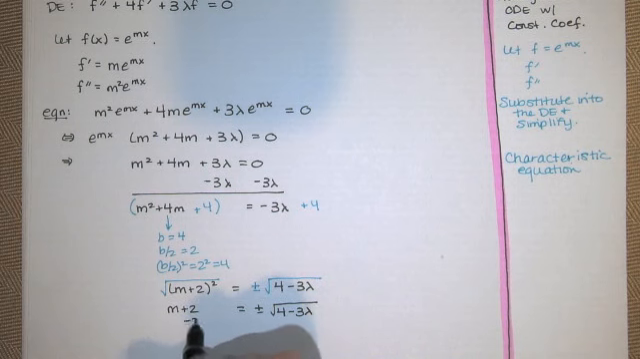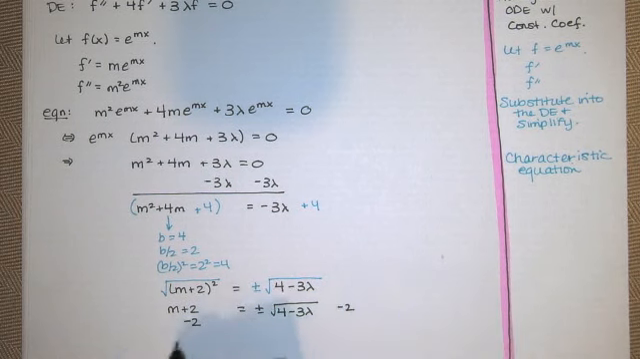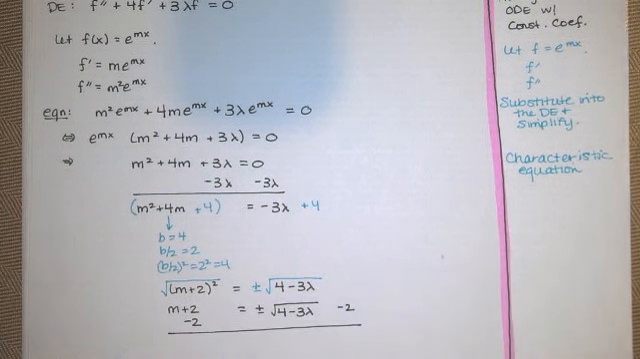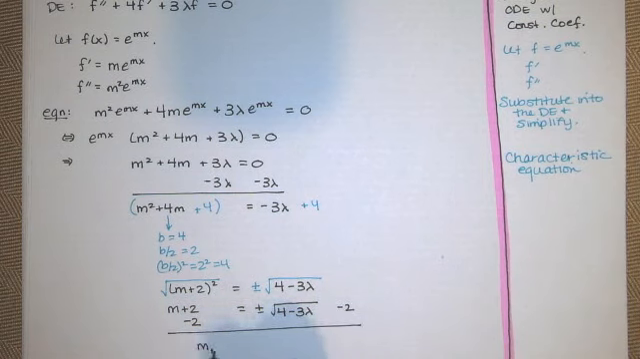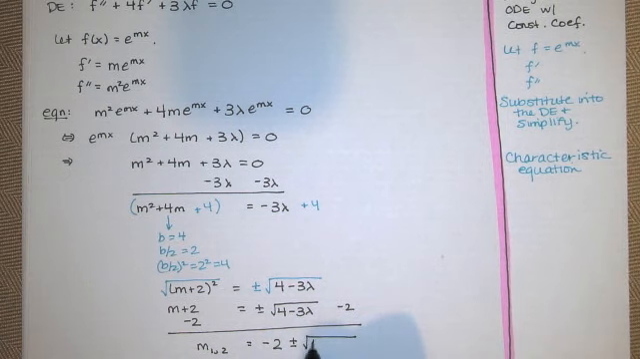And we want to get m by itself. So we're going to subtract 2 from both sides. And I prefer to write it like this. I've got two values, m1 and m2. They're equal to -2 plus or minus the square root of 4 minus 3 times lambda.